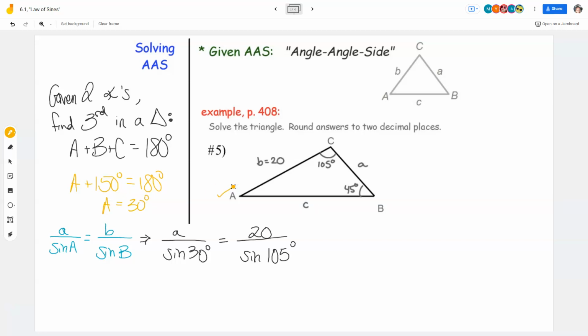Regardless of whether I'm going after little a or little c, why must whatever I do include this one for this triangle? What did I just write down? 105, 45. Sine 45.